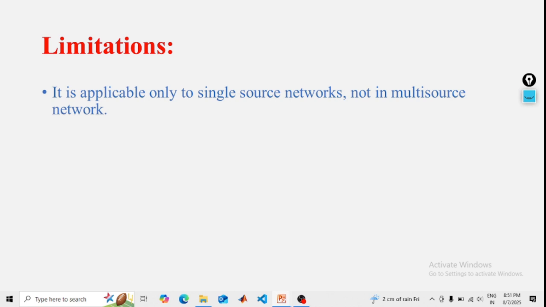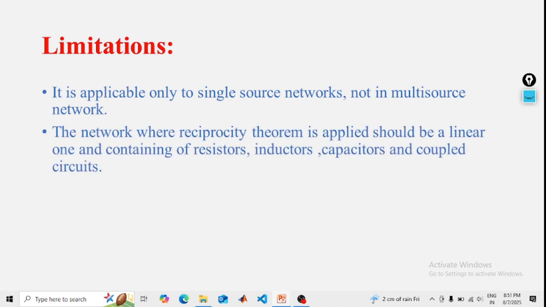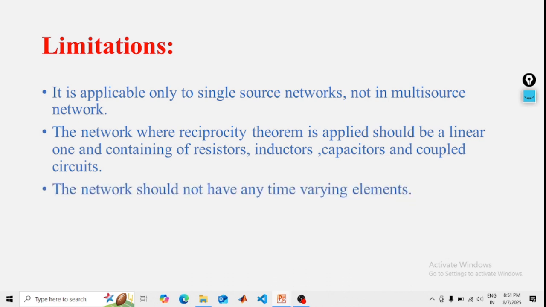So it is a very important question: what are the limitations of the reciprocity theorem? It is applicable only to single source networks, not to multi-source networks. It is very important. The network where the reciprocity theorem is applied should be linear, containing resistors, inductors, capacitors and coupled circuits. The network should not have any time-varying elements. So these are the limitations.